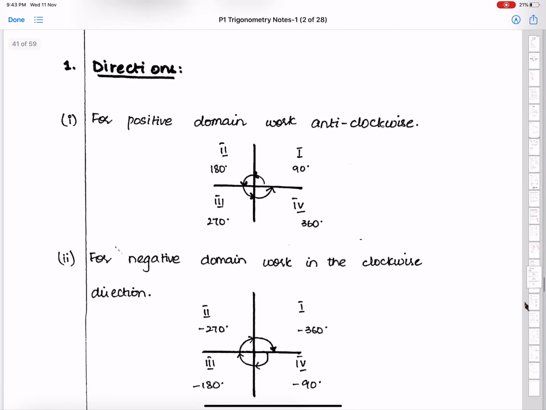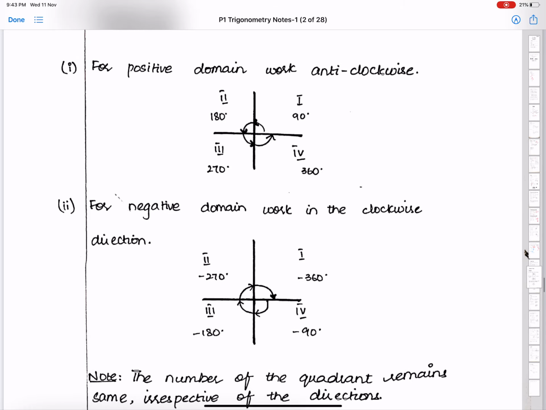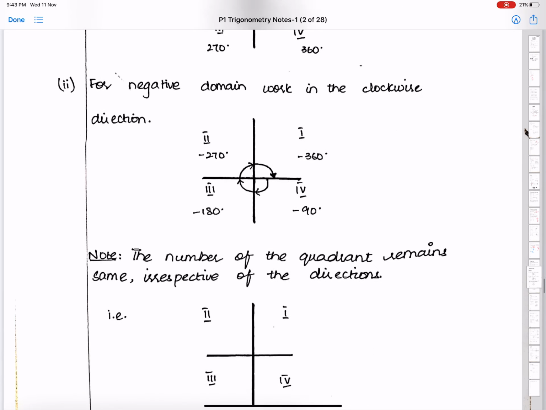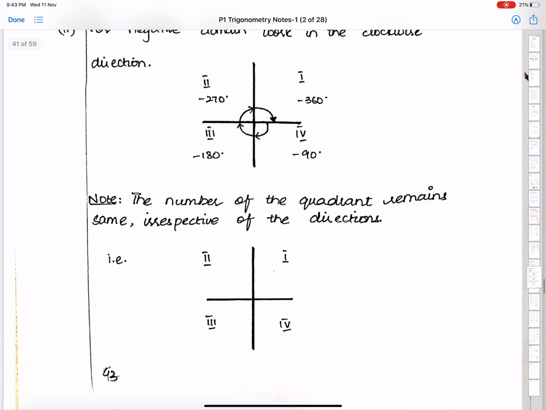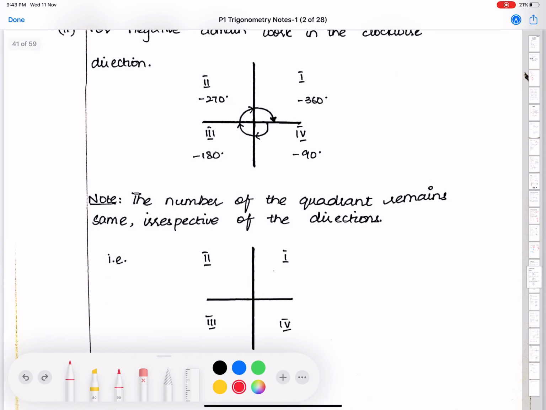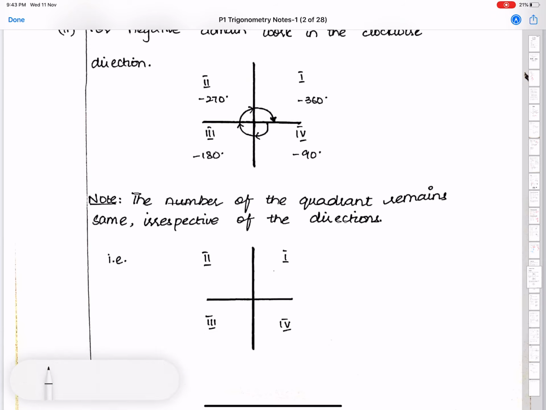Important points, directions. For positive domain, work in anti-clockwise direction. For negative domain, work in clockwise direction. The names of the quadrants, in fact this is the name, it's not a number, let me correct this. The names of the quadrants will remain unchanged irrespective of the directions.